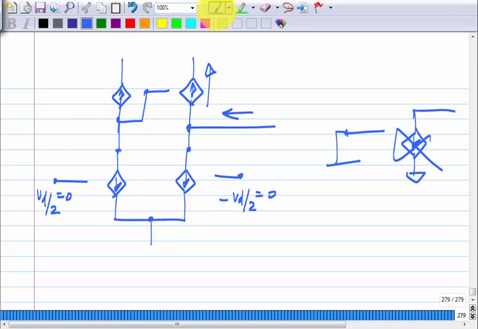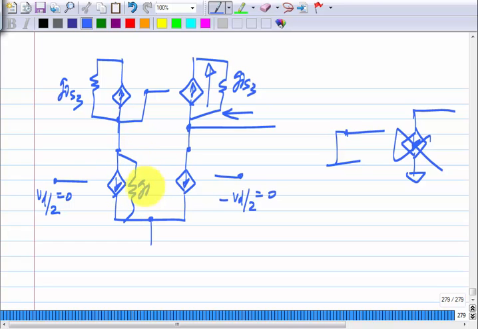What happens if transistors have output resistances? So we'll have something GDS3. M3 and M4 are identical, so I'll call this also GDS3. Okay, and M1 and M2 are identical. I'll call this GDS1. What will be the output resistance or output conductance?